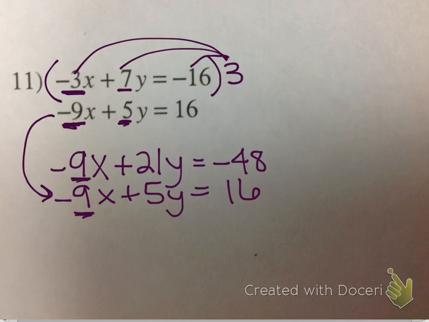But what I need to do now is, because I have both negative 9, that's not going to give me 0, so I need to change the sign on one of them. If I change one sign, I have to change all my signs on the equation. So now we can add this up. So positive 9, negative 9 is 0. A negative 21 plus 5 is a negative 16y. That's not a good color.